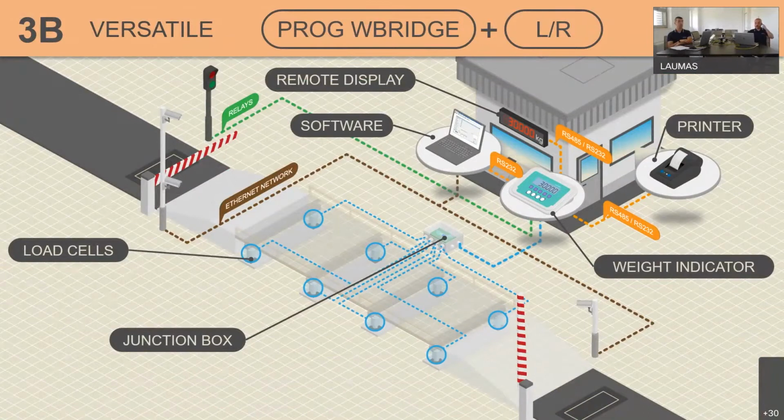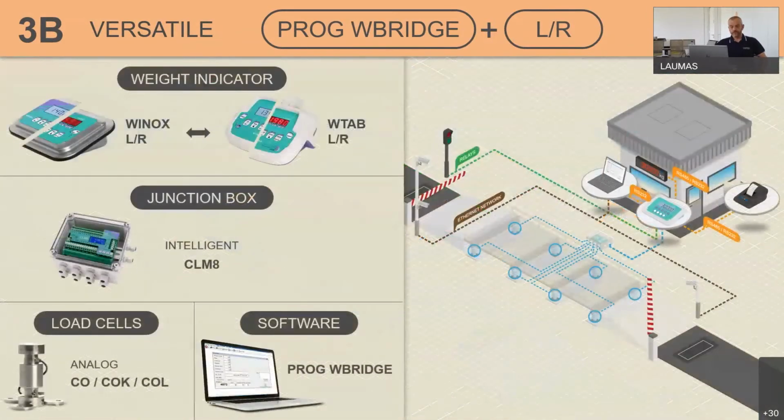Option B is composed of analog load cells, a smart junction box CLM8, and a standard weight indicator without specific software for track scales, connected via serial communication to the PC software called Prog W Bridge, to a printer and to a remote display. For this kind of application, we recommend installing simple weight indicators for desk installation, as for example our WINOX or WTAB L or R.